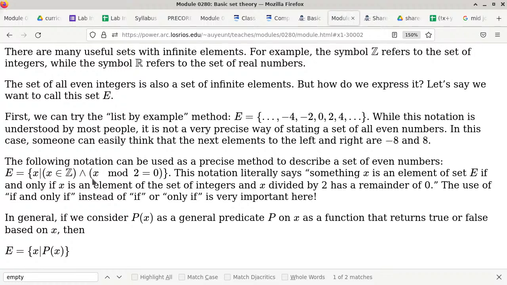Okay. So, and x mod 2 equals 0. That becomes a condition. If you just focus on this part here, it is specifying a condition. If there's a value x that makes this condition true, then it has to be in the set E, the particular set that we are defining. If it does not meet that condition, then it is not in the set. Are we doing okay? Yep, go ahead.